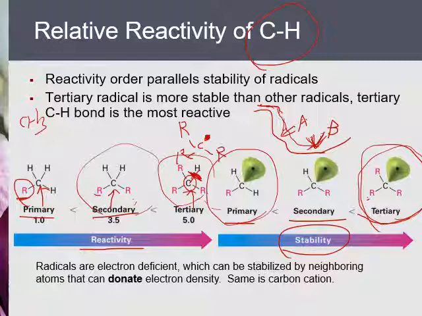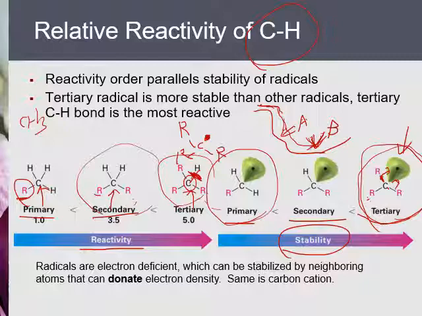So why is there this relative stability of these radicals? Radicals are electron deficient. Usually electrons are paired, but a radical only has one electron. So that's why radicals are not stable. They are very reactive. But in tertiary carbon, you have carbon bonds. This carbon-carbon bond has electrons that can donate to this radical to increase electron density, and therefore stabilize the radical.